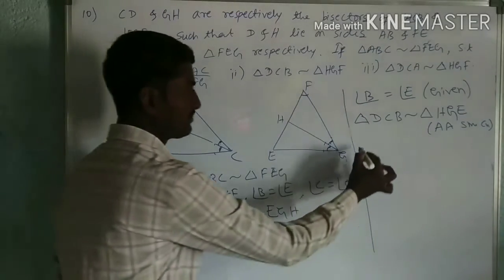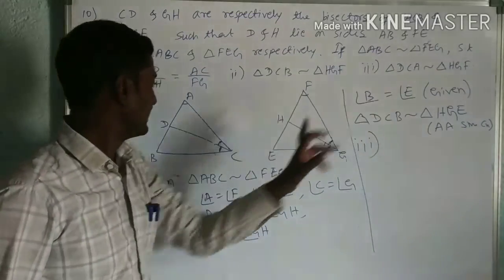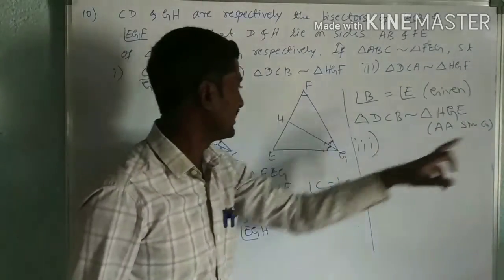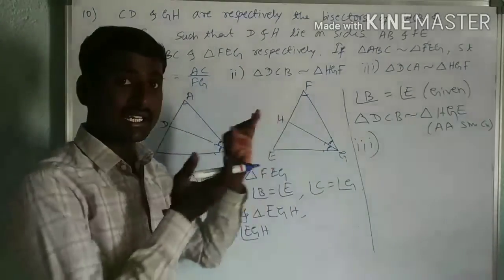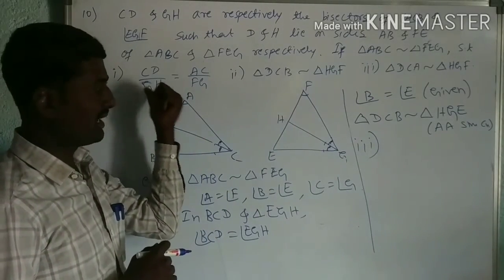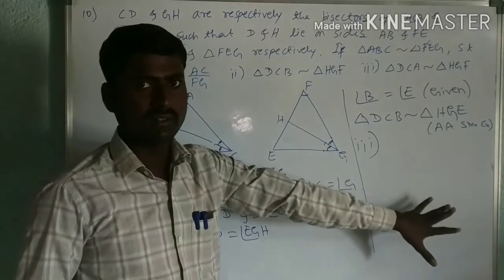Similarly, the third one is the same. Triangle DCA is similar to triangle HGF. Already we proved this in the first one. Means for solving this we proved this. Okay. Once again you can try yourself. You write it by yourself only.